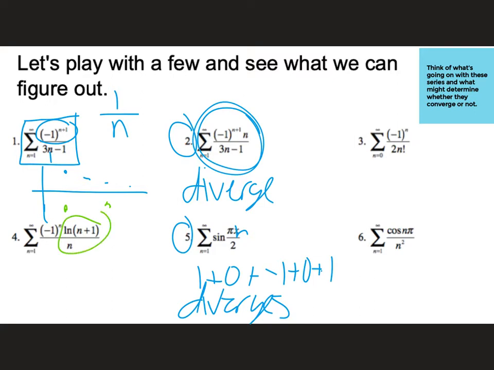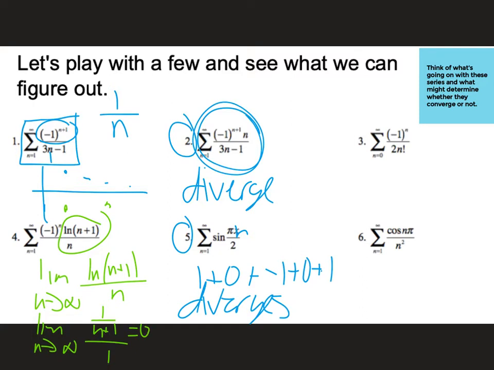This one looks like 1 over n, but is even bigger. But again, I'm wondering if that alternator helps me. Well, let's consider the limit. The limit as n goes to infinity of the natural log of n plus 1 over n. Top goes to infinity, bottom goes to infinity, so let's go ahead and L'Hopital that. Derivative of the natural log is 1 over n plus 1. Derivative of n is 1, so that goes to 0. And the question is, do we go fast enough? I'm going to guess, because we have that alternating piece, that we do go fast enough.